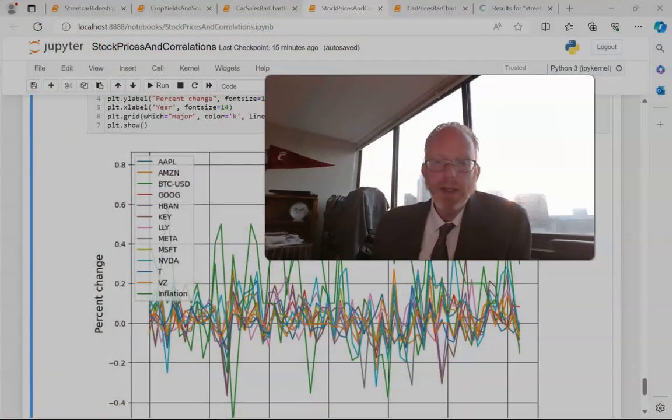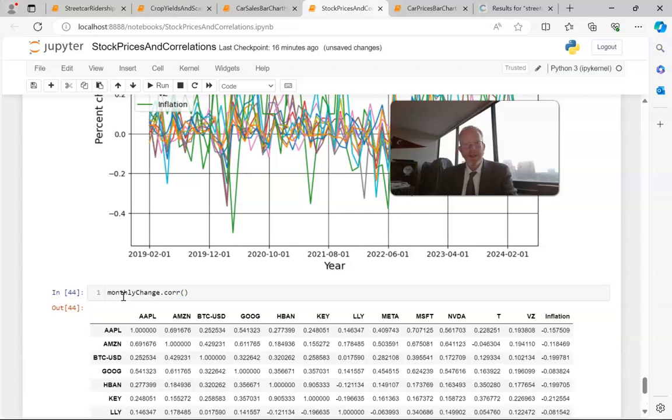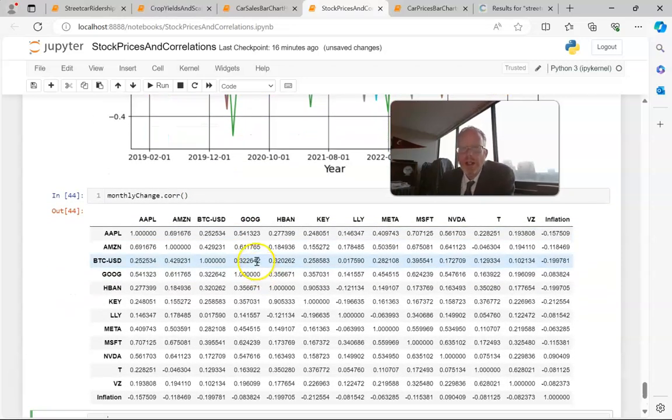One option is to reduce the number of columns in this data frame so we can look at a smaller subgrouping of stocks. Another option would be to do something like a correlation matrix. So say monthly change corr. That will give us an idea of the correlation across each of these. So 1 indicates a positive correlation, which means, in other words, they tend to move in lockstep. A 0 means no correlation, and a -1 means absolute negative correlation, where they go in reverse of each other.